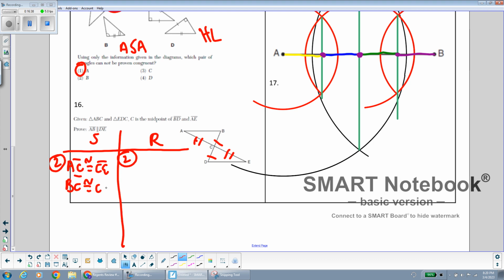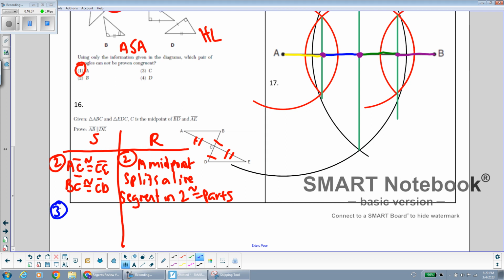BC is congruent to CD. Midpoint splits a line segment into congruent parts. No definition of midpoint. I took off points for that. I will not give you credit for that on a test. I will take off points. Write out what the definition is.